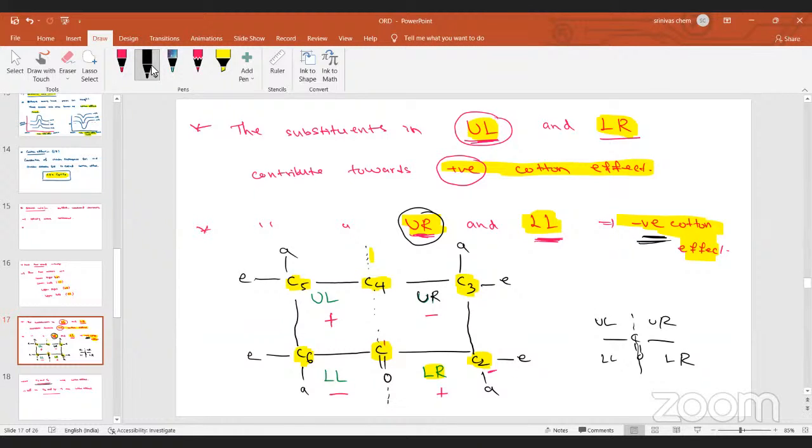According to the octant rule, the substituents in upper left and lower right contribute a positive Cotton effect, and the substituents in upper right and lower left contribute a negative Cotton effect. Therefore, upper right negative, upper left positive, lower left negative, and lower right positive.